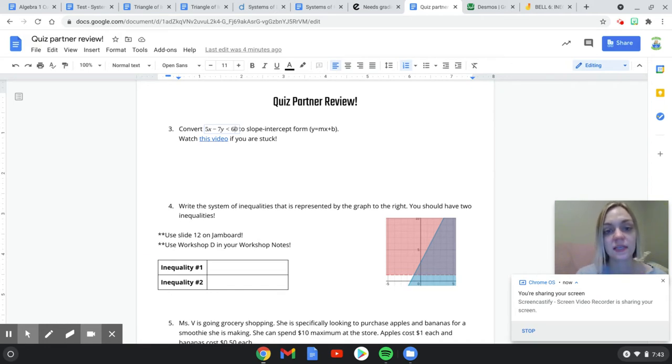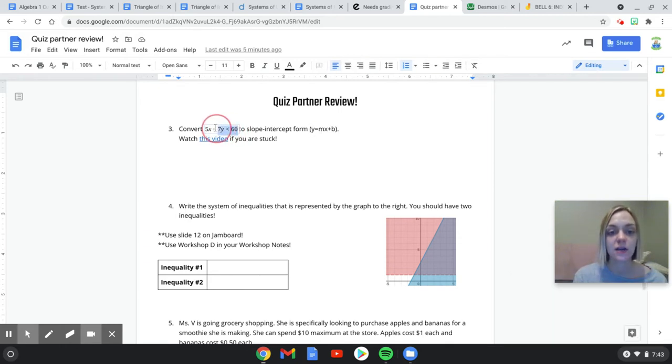So I've got this inequality that I need to convert to slope-intercept form, which is y equals mx plus b. So I need to make this here look something like y equals mx plus b. So pause the video, put this in your notes, and start the video again once you have it in your notes.